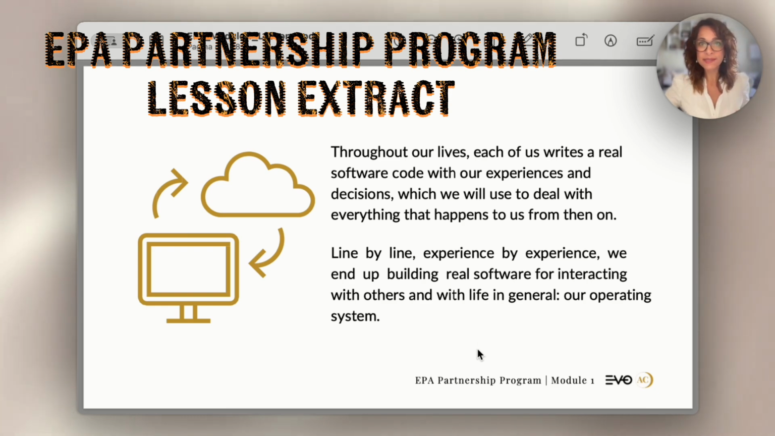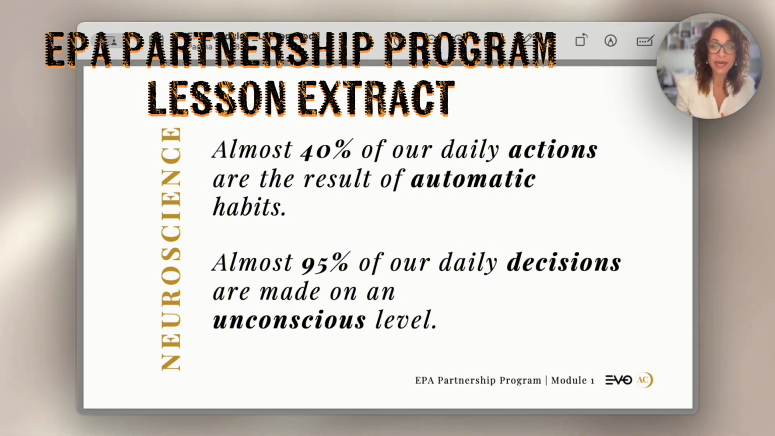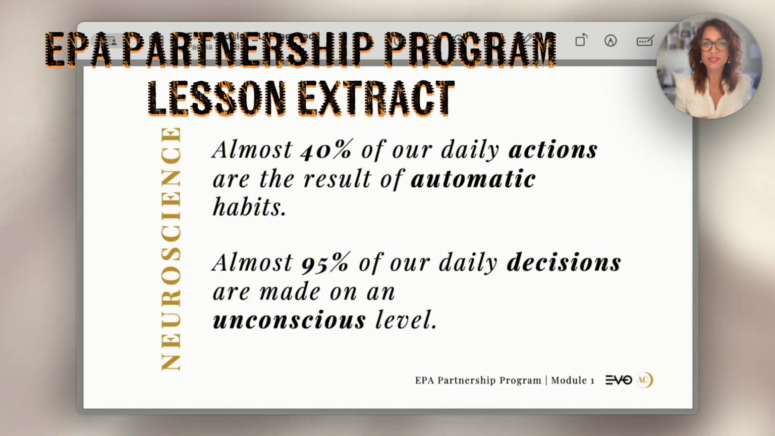So it's, as always, like a mirror that we use to help our clients, because neuroscience tells us that about 40% of our daily actions are habits, automatic responses that we are not even conscious of or we don't consciously think about. And about 95% of our daily decisions happen at an unconscious level. That means that much of what people do is not deliberate. It's not intentional. It's driven by pre-programmed patterns.